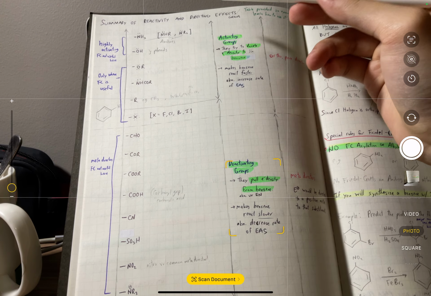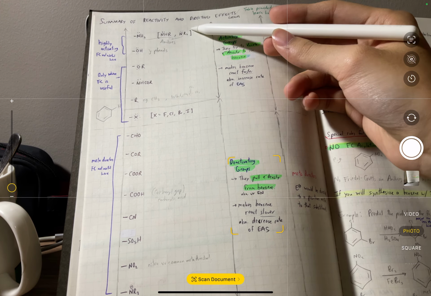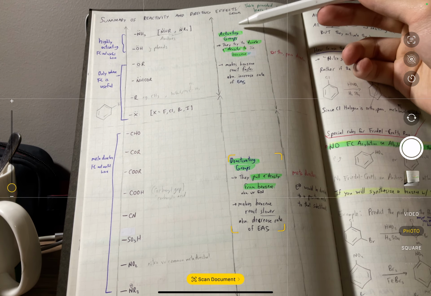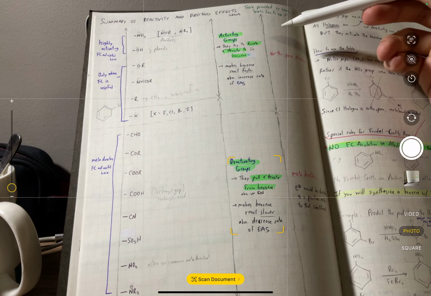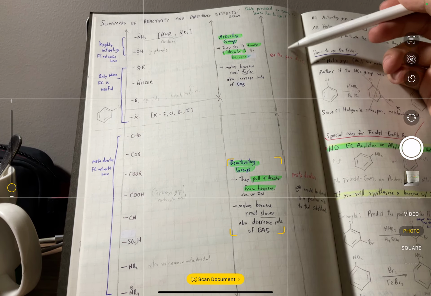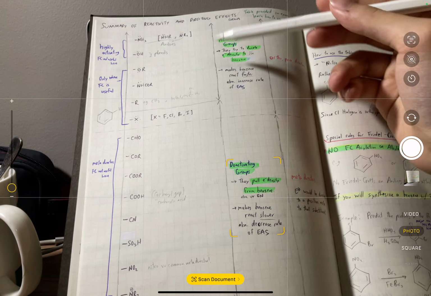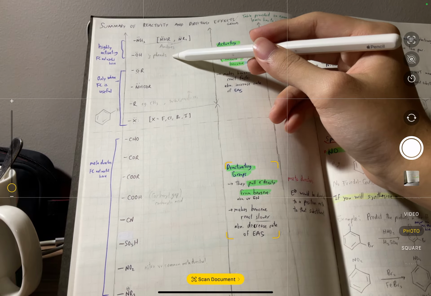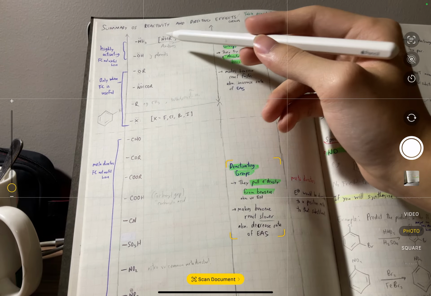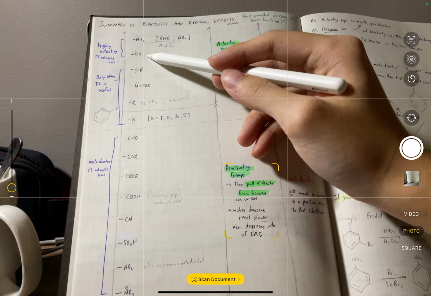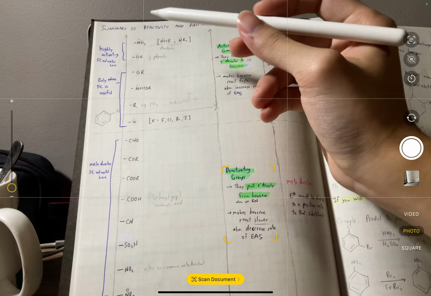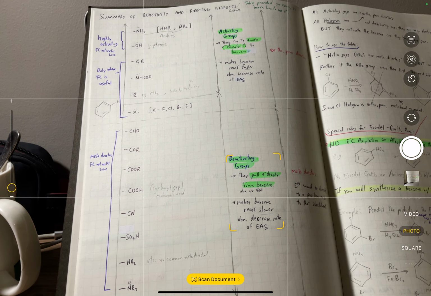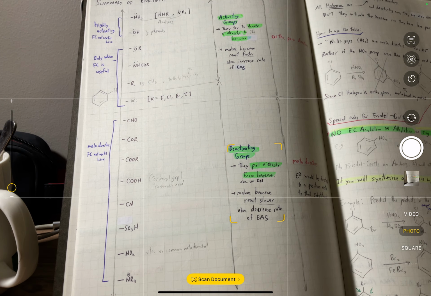Contrary to popular belief, you might think that since this one is considered an activating group, phenols and anilines more specifically, and they are also ortho para directors, it doesn't mean that FC is also useful. It's because of their characteristic of being highly activating. So it has something to do with over-halogenation.